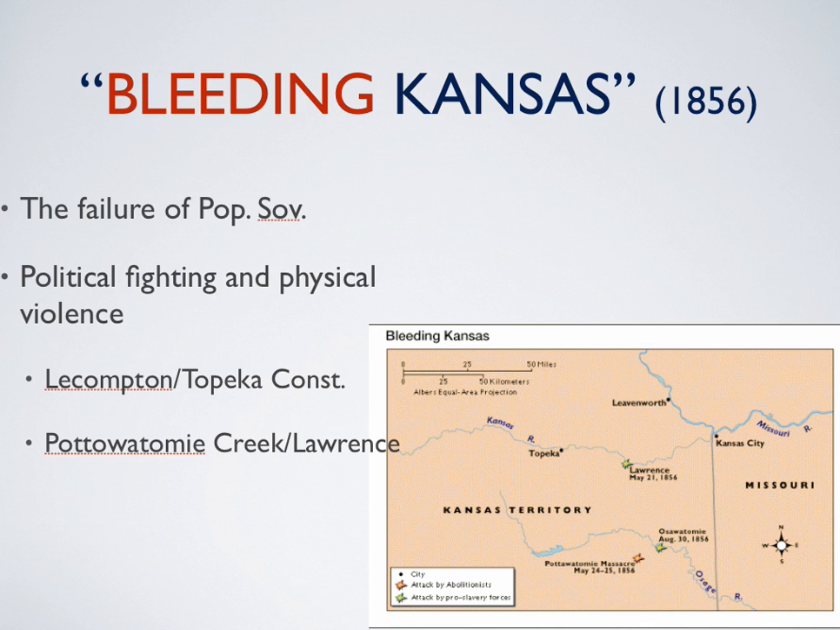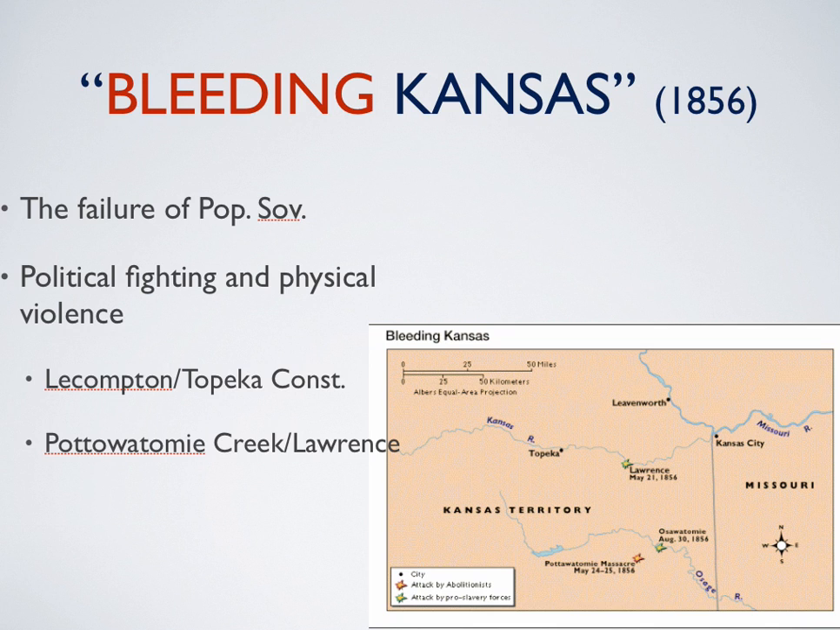In Lecompton and Topeka, different pro-slavery forces and anti-slavery forces get together, draft constitutions, send them to D.C. So D.C. gets a constitution from Lecompton saying they want to be a slave state, and a constitution from Topeka saying they want to be a free state. They don't know what to do. In addition, there's violence, physical violence going on in Kansas to try to solve this.